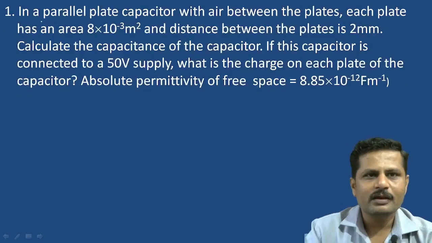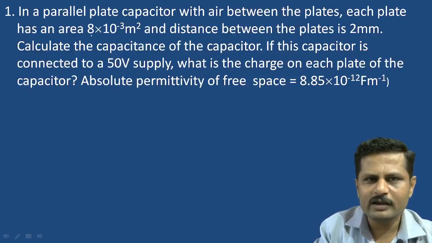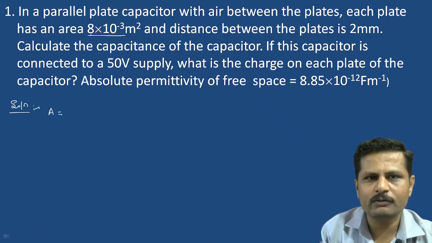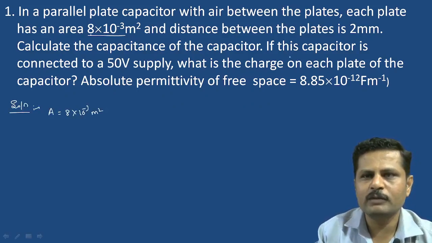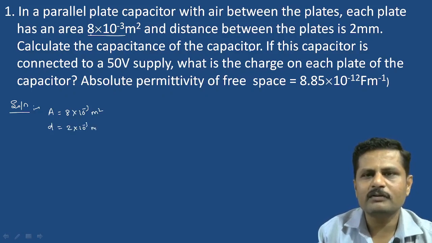So let's have a look at the very first problem. In a parallel plate capacitor with air between the plates, each plate has an area of 8 into 10 raised to minus 3 meter square. That is, area of the plate A equals 8 into 10 raised to minus 3 meter square, and the distance between the plates is 2 millimeter. That is, milli means 10 to the power minus 3 meter. Calculate the capacitance of the capacitor.